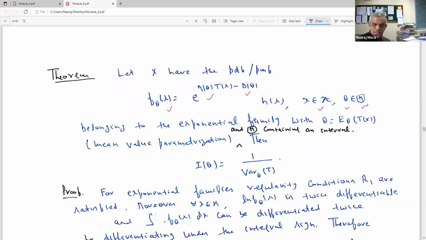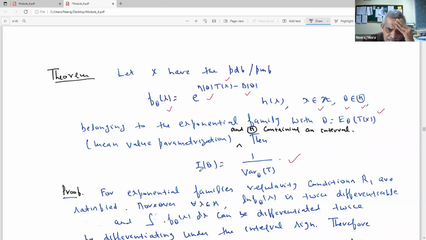My assumption is I parameterize this family in such a way that my main parameter θ is the expected value of T(x). And my other assumption is Θ contains an interval in R. So these are mean value parameterizations, so that θ is the expected value of the statistic T(x). If this happens, then I(θ) is the same as 1 upon variance. So the smaller the variance of T, the larger the information about θ. So in the exponential family, I(θ) has a very convenient form, which is 1 upon variance of T.